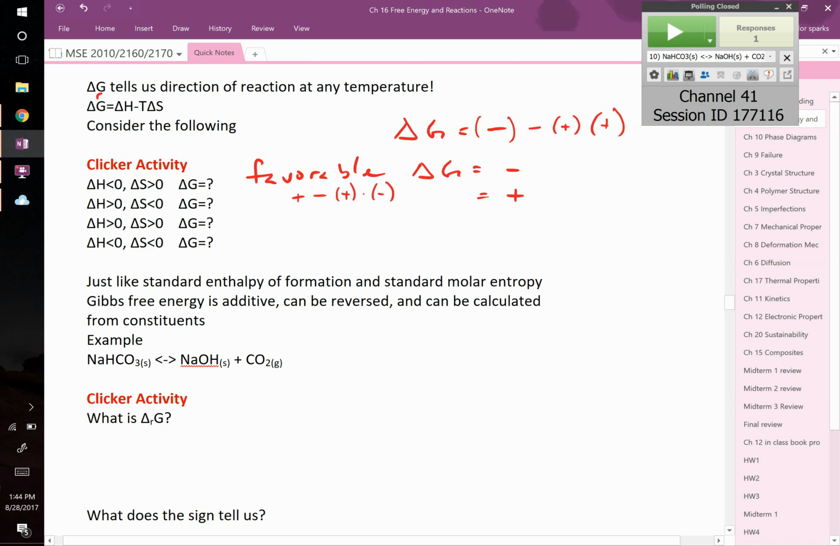But what about these two scenarios? What if delta H is greater than 0, so it's endothermic, but entropy increases? We know that endothermic says it shouldn't happen, but entropy says it should. How do you know what's going to happen? It depends on the temperature, right? Because you've got a positive number minus a positive temperature multiplied by a positive delta S. So depending on the temperature here, it will dictate whether that happens or not. And we're just about out of time, so we'll pick up here next time.